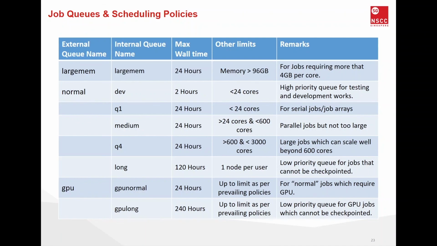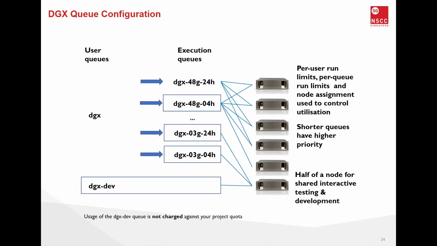We have separate queues for DGX. So the DGX queues are slightly different. When users want to submit a job, they can submit to the DGX or DGX-dev queues. There are different workloads, and based on the workloads we segregate into different internal queues in the DGX setup as well. For more details on DGX queues, you may head over to help.nscc.sg, user guides, AI system quick start guide.